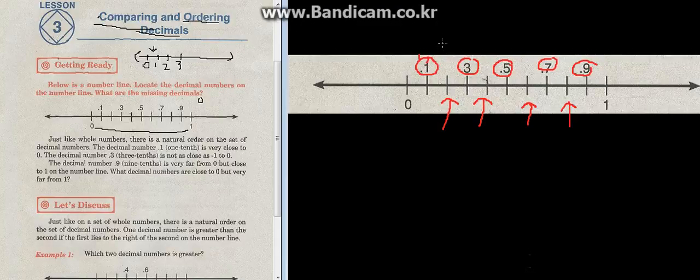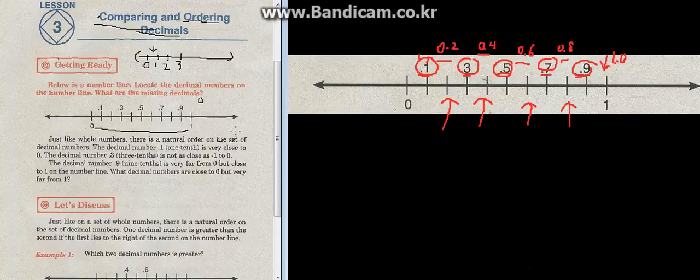So after 1/10 comes the 2/10 here, and then after 3/10 there should be a 4/10, and after 5/10 there should be a 6/10, and after 7/10 and before 9/10 there should be an 8/10. So when we read in order, it will be 1/10, 2/10, 3/10, 4/10, 5/10, 6/10, 7/10, 8/10, 9/10, and finally 1.